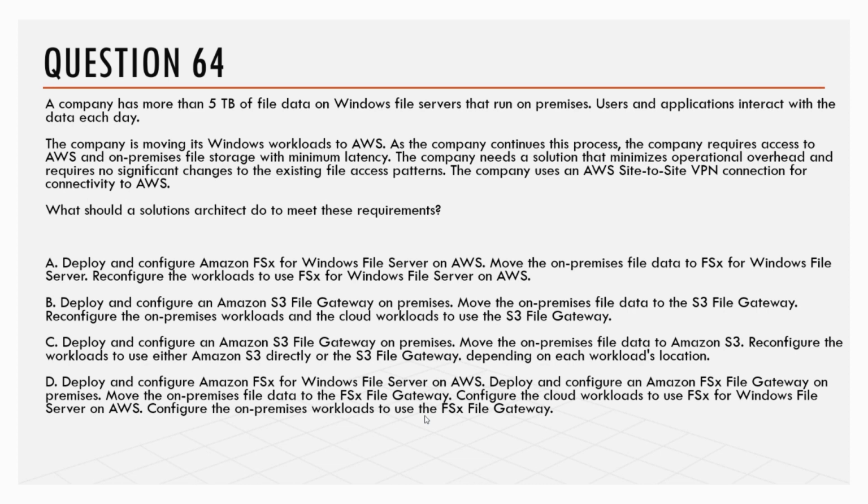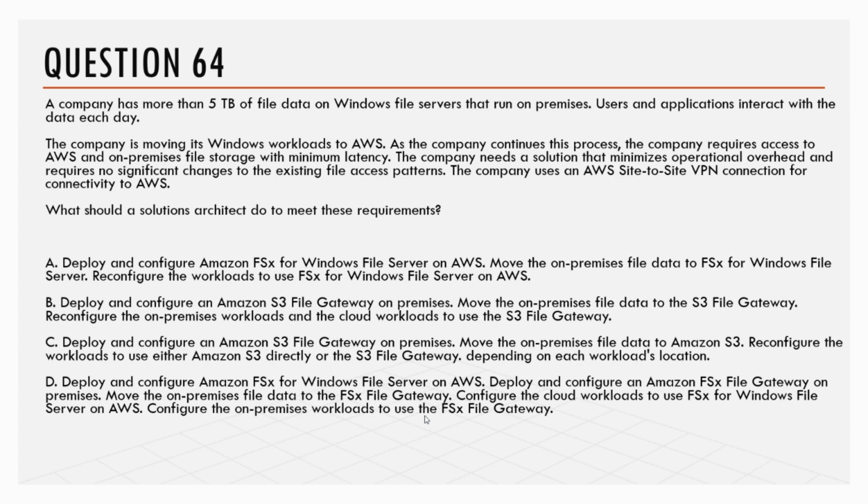Option A, deploy and configure Amazon FSx for Windows file server on AWS. Move the on premises file data to FSx for Windows file server. Reconfigure the workloads to use FSx for Windows file server on AWS. Option B, deploy and configure an Amazon S3 file gateway on premises. Move the on premises file data to the S3 file gateway. Reconfigure the on premises workloads and the cloud workloads to use the S3 file gateway.